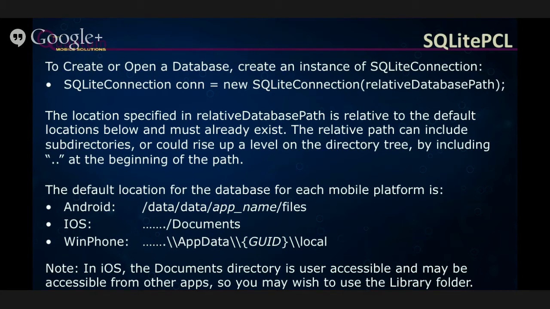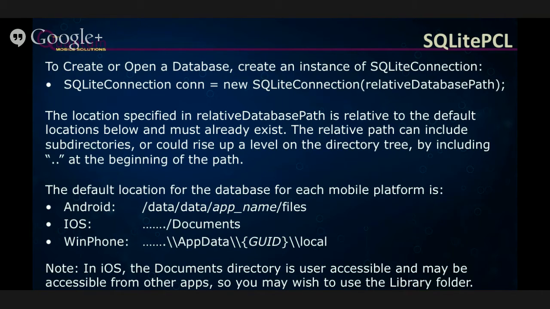So if you specify something and say, hey, I'm going to want to put it in my own special folder that I've called something, and you haven't already created that in the file system, it will throw an exception. Now, the relative path can include subdirectories, or you can even go up a level. So if you use the double dot, you can actually say, go up a level and go down the directory tree, or folder tree, a different way.